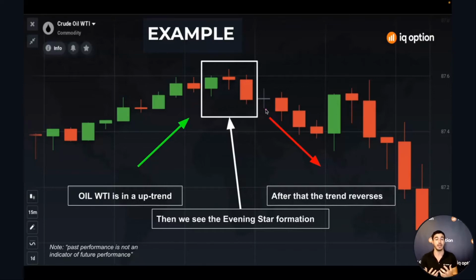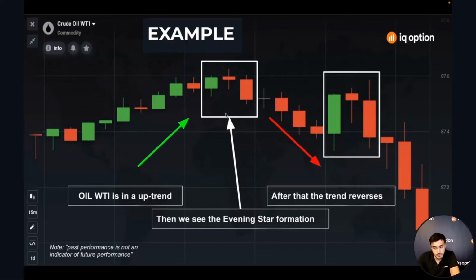Wait, because there is a battle between the buyers and the sellers, and we don't know who is winning this battle, if I can say it this way. So let's wait who will win this fight, and you see that the next one gives us a beautiful red. That might indicate that the trend is going down. Stop loss above the evening star. Here, my stop loss.